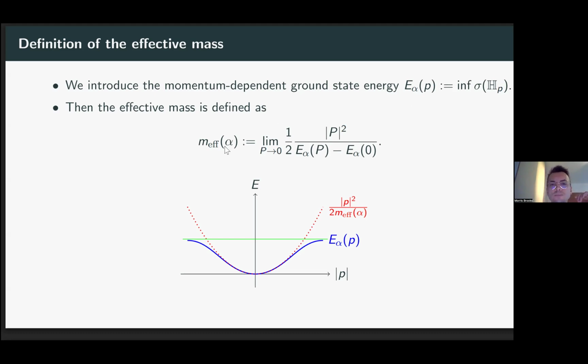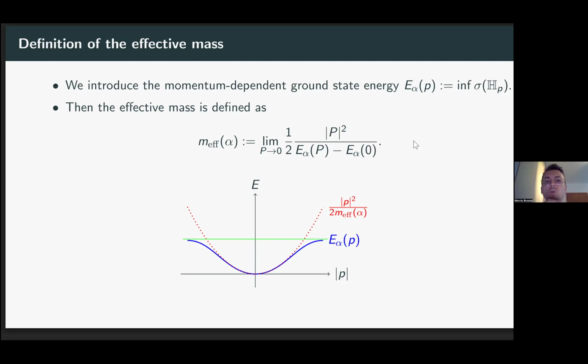And what you do is, you see the following formula, where you let the momentum go to 0, and you define it as the quotient of p squared divided by 2 times the energy increment. Now, let me say a few words about this definition.